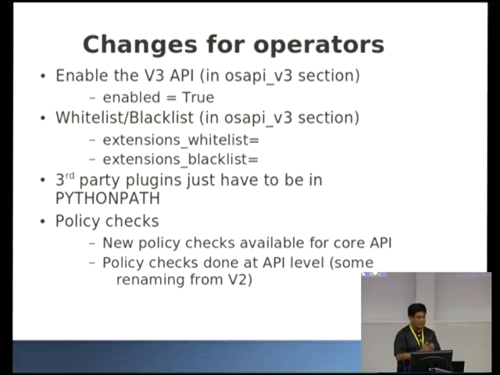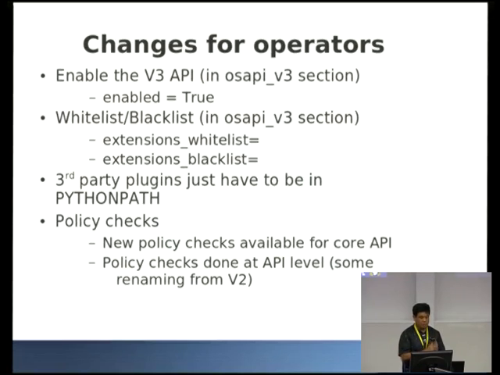So if you want to enable the v3 API for operators, there's an OS API v3 section in the Nova.conf file, so it's set off by default at the moment. By the end of Icehouse, I think it'll be on by default. And we should also have a flag to turn the v2 API off by then. So you can decide whether to run both or one. There's extensions, whitelist and blacklist flags. Basically, you can just install your third-party plugins wherever you want.